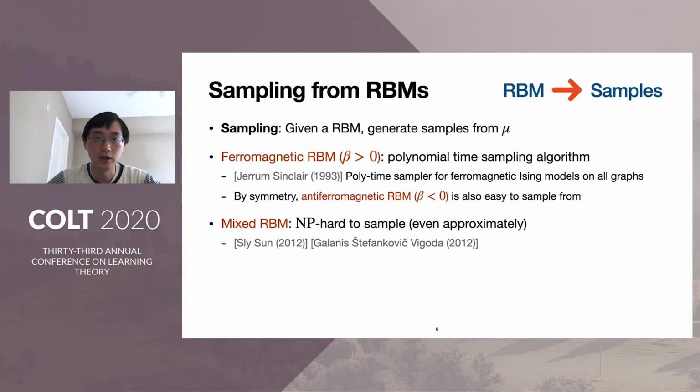But the problem of sampling from a mixed RBM is NP-hard in general, even approximately. This is shown by Sun and Galanis, Stefankovic, and Vigoda.